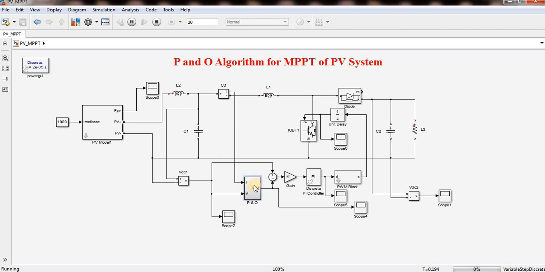So this is my P&O algorithm. I have taken current and voltage. These are the input of the boost converter, I mean the output of the PV, not the output of the boost. Generally, people think the boost converter can regulate only the output voltage, but that is not correct. A boost converter can regulate the input voltage.